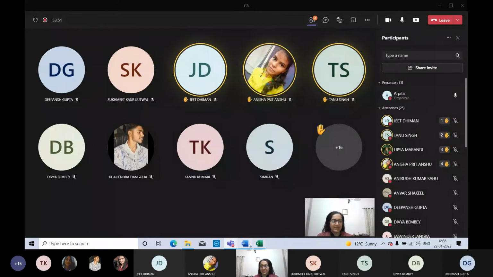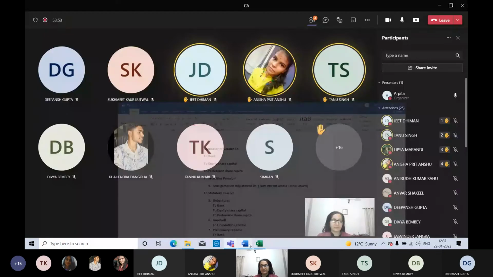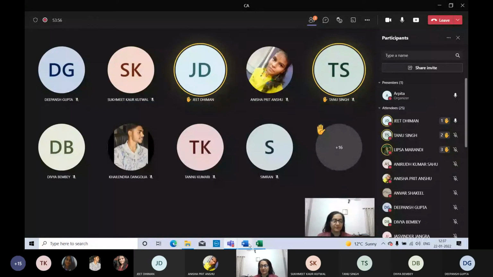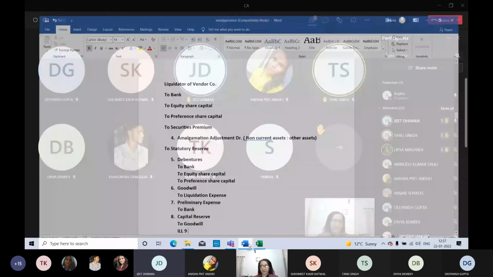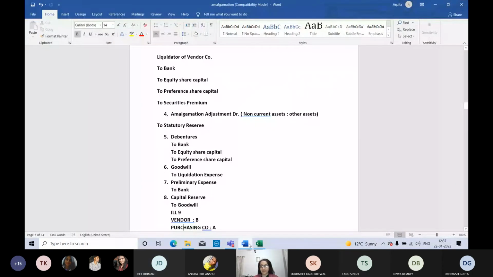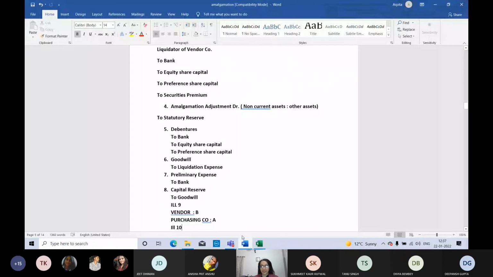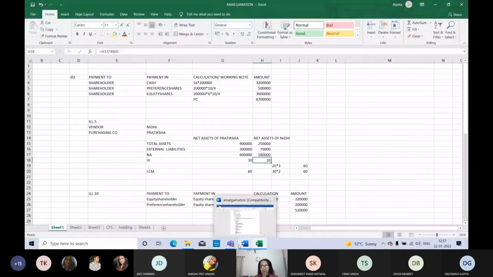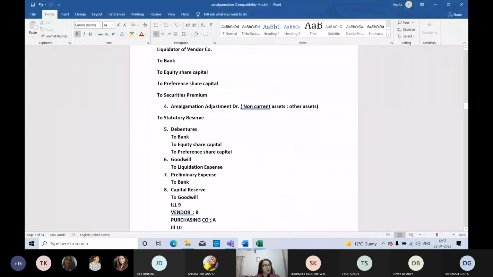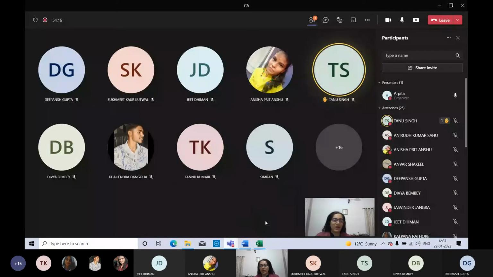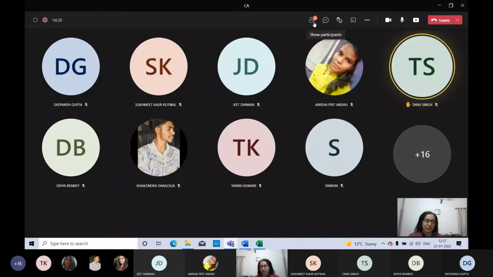Okay, so yes, who is the vendor? Who's going to tell me who's the vendor? B Limited. Right. A is going to be the purchasing company. This is how we are going to do the illustration 9. Is it clear? Okay, so let's begin now. It says that I've been given a balance sheet. Now my next question, guys, is by which method am I going to calculate the purchase consideration? Can anybody tell me that? Which method shall I follow? Purchase.